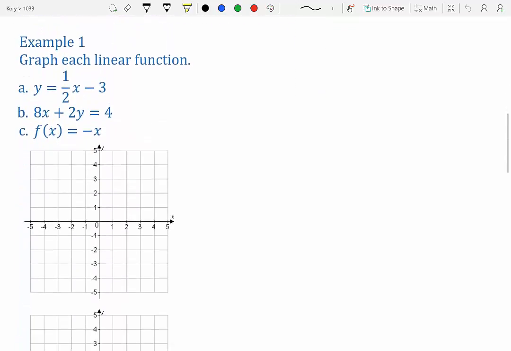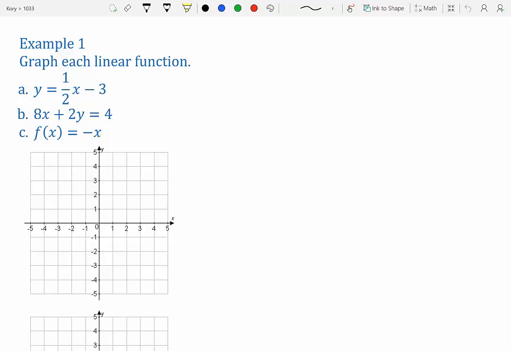So for example 1, we're going to graph each of these. So let's start with A. The first thing we want to do is identify, well, first of all, make sure it's in y equals mx plus b, and it is. Now you want to identify the slope. The slope is the number with the x. So the slope, which is our m, is 1 over 2.